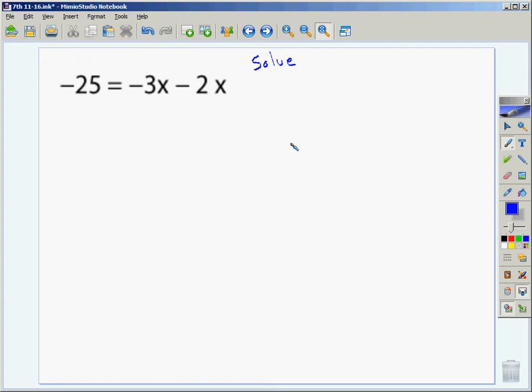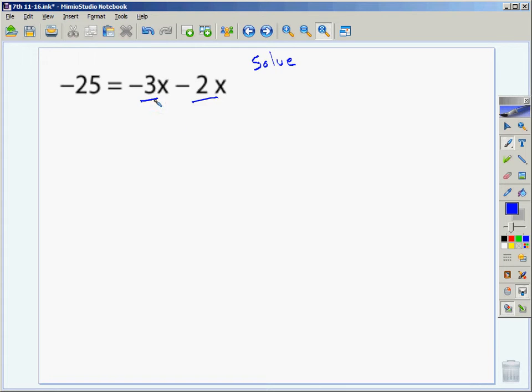Anytime you're solving an equation, the first thing you should look at is if there's anything that you can simplify on either side of the equal sign. I can't do anything with negative 25. It's already kind of by itself. But can I put a negative 3x and a negative 2x together? I can. What is a negative 3x minus 2 more x? Negative 5x.